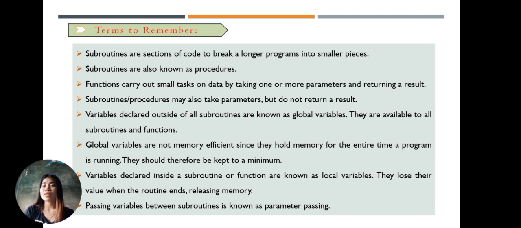Then variables declared outside of all subroutines are known as global variables. They're available to all subroutines and functions. Global variables are not memory efficient since they hold memory for the entire time a program is running, so they should be kept to a minimum. Variables declared inside a subroutine or function are known as local variables. They lose their value when the routine ends, releasing memory. Passing variables between subroutines is known as parameter passing.